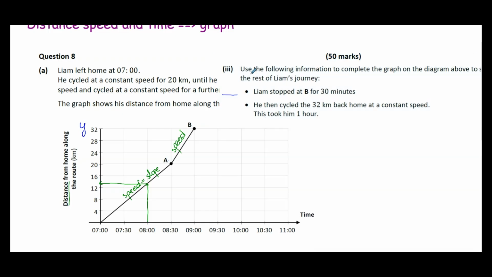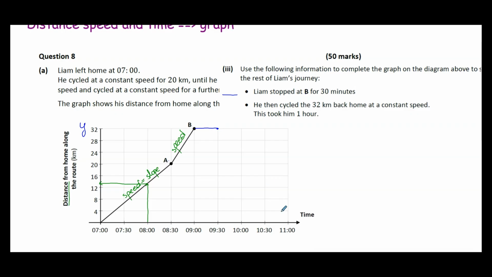So what is it that we are filling in? Liam stopped at B for 30 minutes. So from 9 o'clock to half 9, he didn't change the distance. He was 32 kilometers from home and he was still 32 kilometers from home. The distance hasn't changed, but time has changed. He then cycled the 32 kilometers, so from this point, that's 32 back home. So all the way home. Home is here at 0.